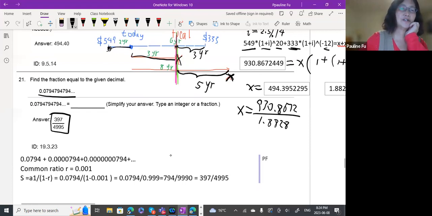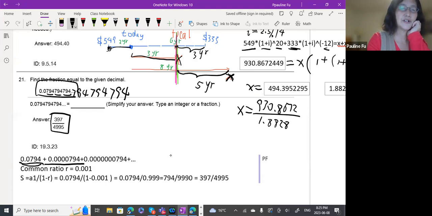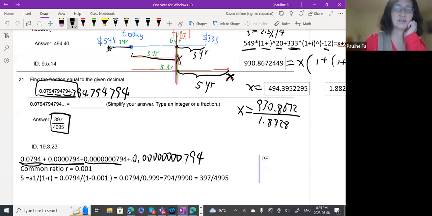Let's first rewrite this one. It is 0.0794, see? 794, 794, 794, and so on, continuing. So the pattern is: the first term 0.0794, the second 0.0000794, and the next one would be 0.0000000794. Okay, continue.